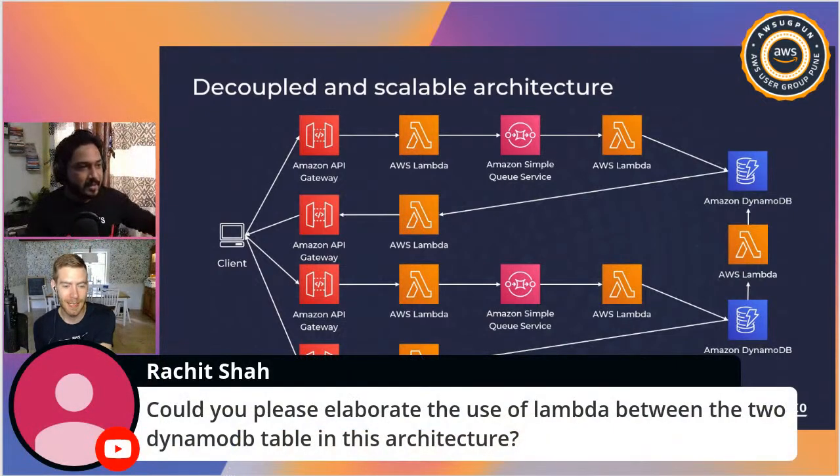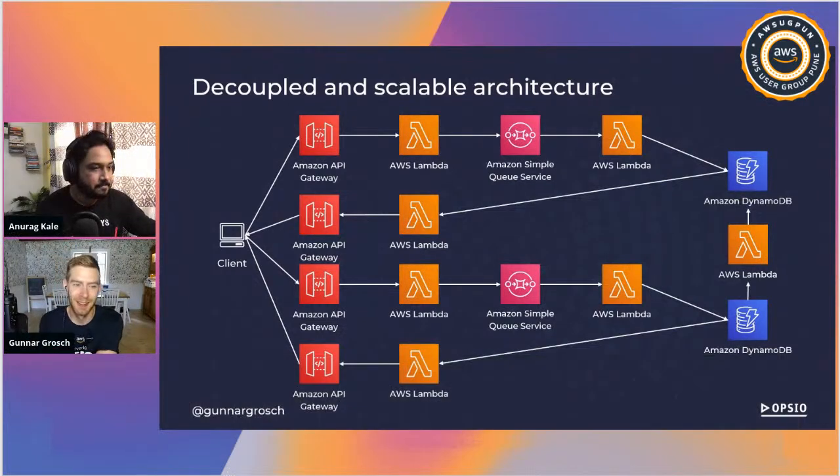Yeah, one more question. Could you please elaborate on the use of Lambda between the two DynamoDB tables in this architecture?